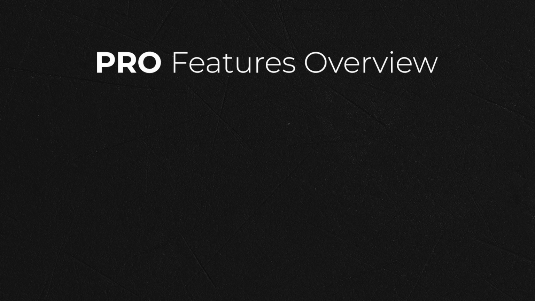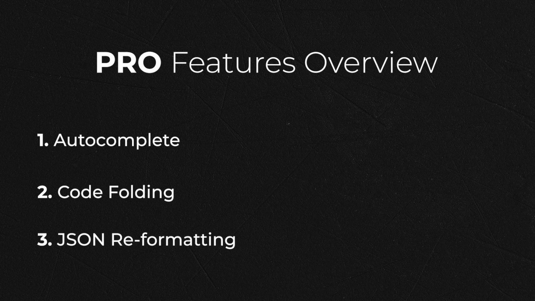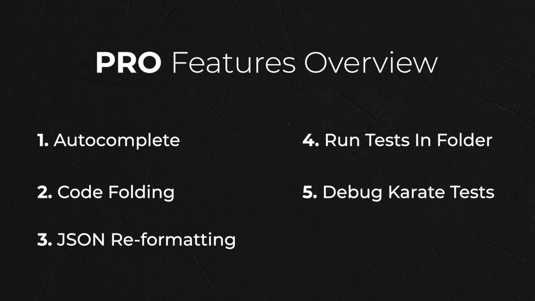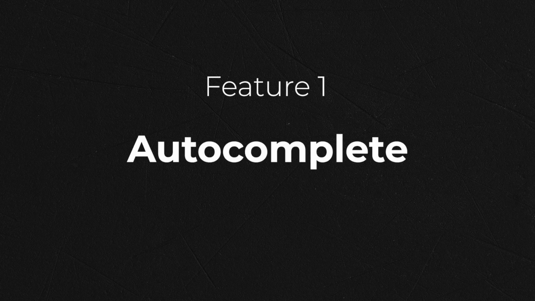The Pro tier of the plugin contains the following features: Autocomplete for Karate syntax, code folding, JSON re-formatting, the ability to run all Karate tests contained within a single folder, and support for debugging Karate tests within the IDE. Let's take a look at each feature individually, starting with Autocomplete.